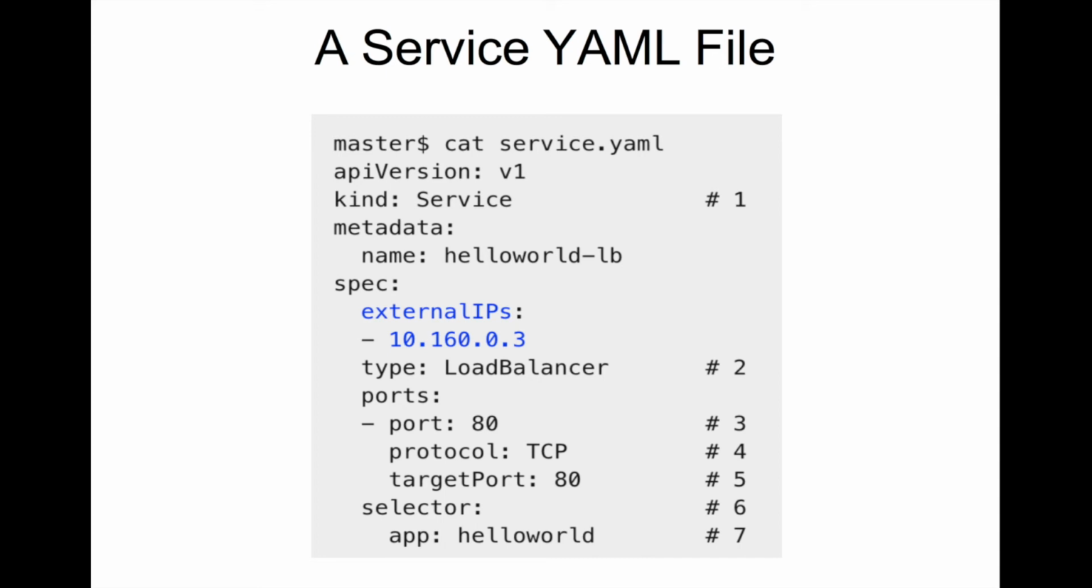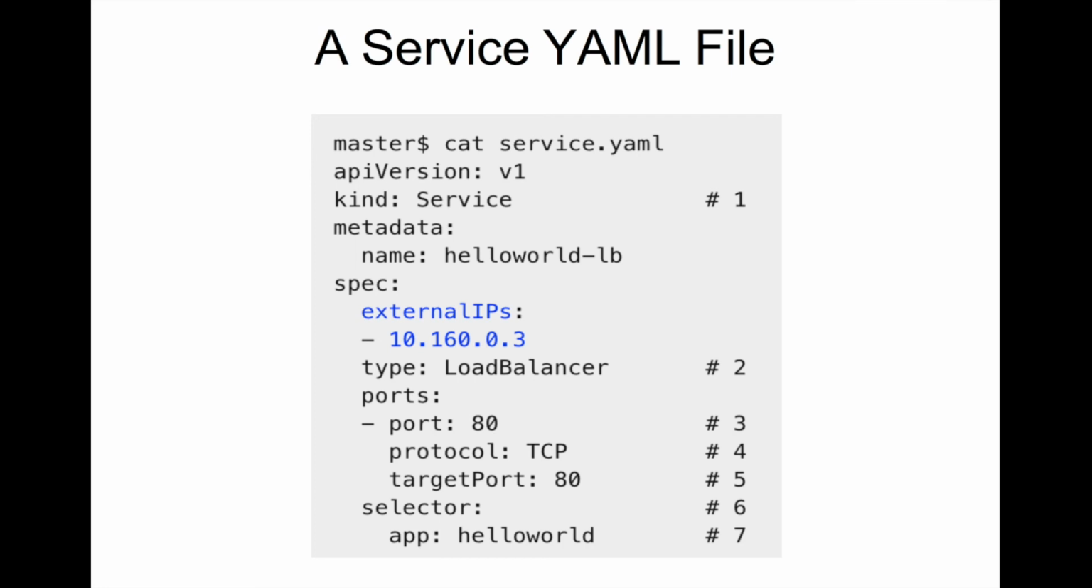Number 1, kind. It specifies the kind of the Kubernetes resource that we want to create. In this case, it is a service resource. External IP address. It specifies the external IP address of the load balancer. In our demo, this IP address is a private IP address of one of the worker nodes. Number 2, type. The type property is used to specify what type of service it is. In our case, it is a load balancer service.